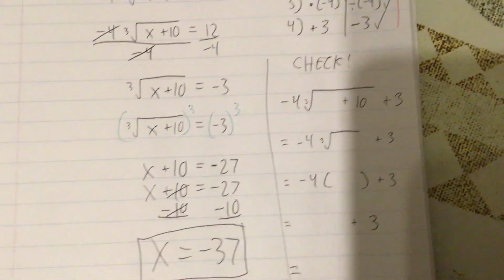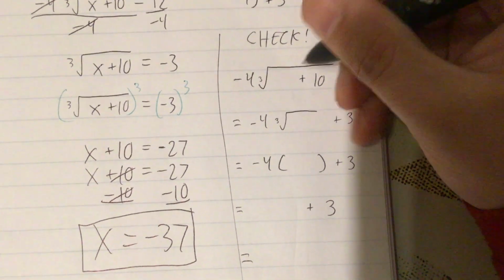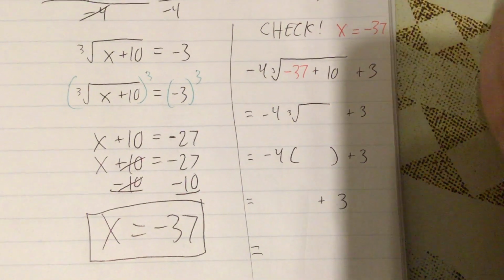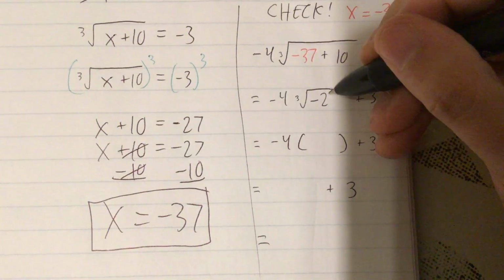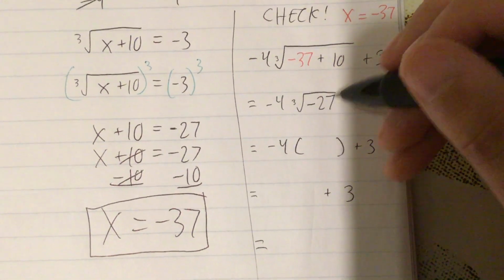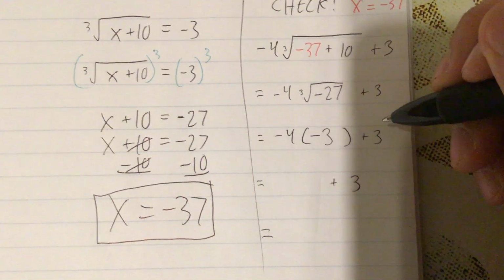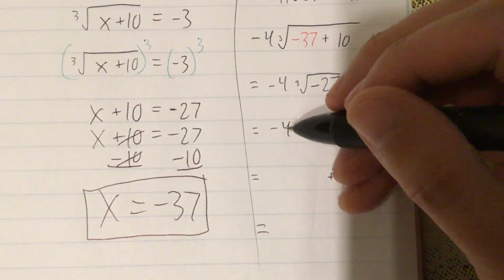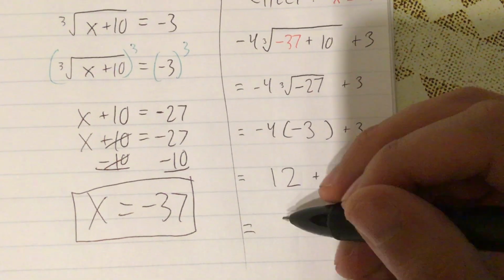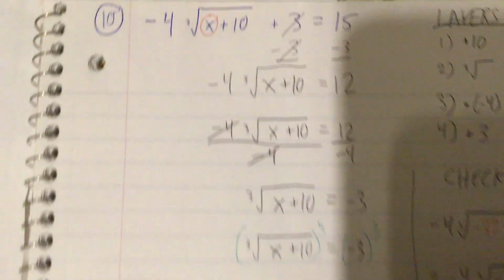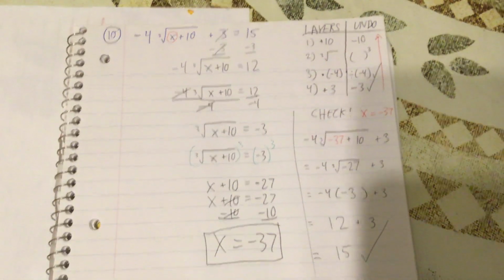For the grand finale, here we go. X equals negative 37. And we're going to plug it in. Negative 37 plus 10 is negative 27. And then that gets cube rooted. The cube root of negative 27 is negative 3. Negative 4 times negative 3 is 12. And then finally 12 plus 3 is 15. Is that what we wanted? Yes.